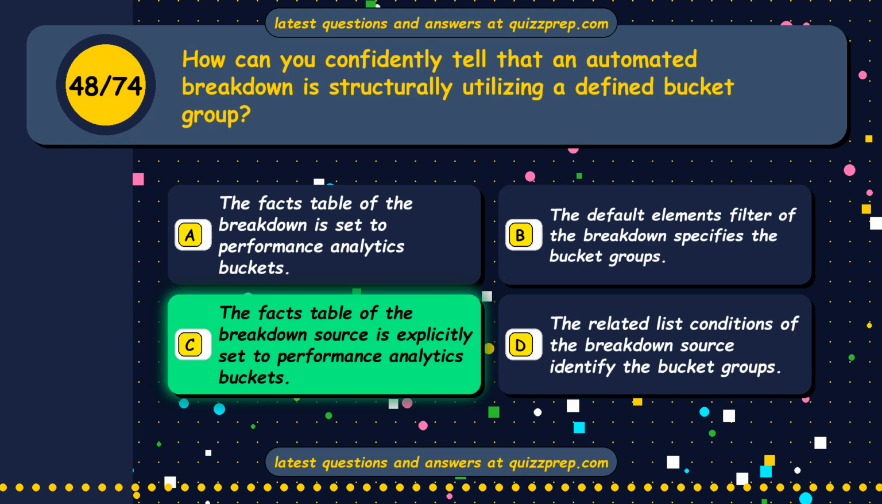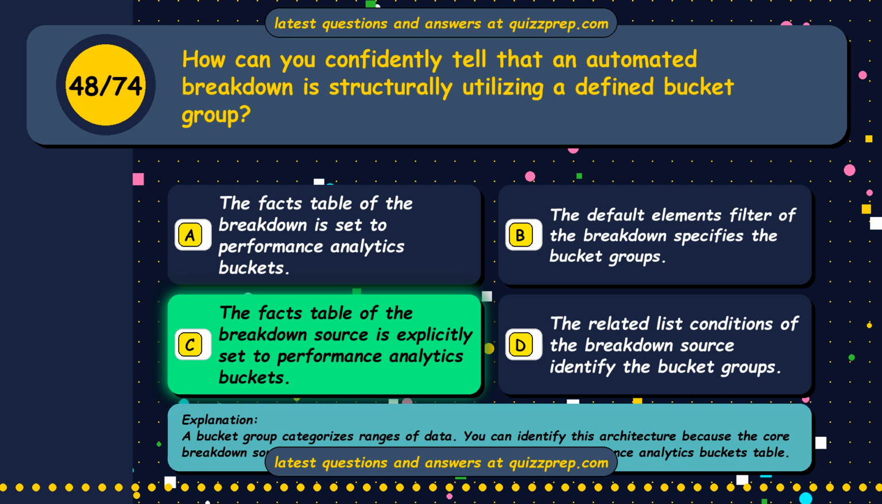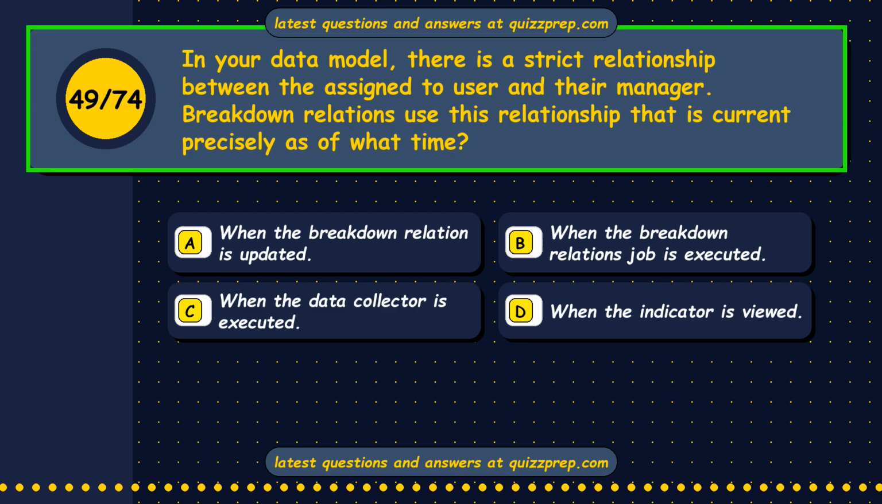The correct answer is option C. The facts table of the breakdown source is explicitly set to performance analytics buckets. A bucket group categorizes ranges of data. You can identify this architecture because the core breakdown source facts table is completely mapped to the performance analytics buckets table. Question 49. In your data model, there is a strict relationship between the assigned to user and their manager.